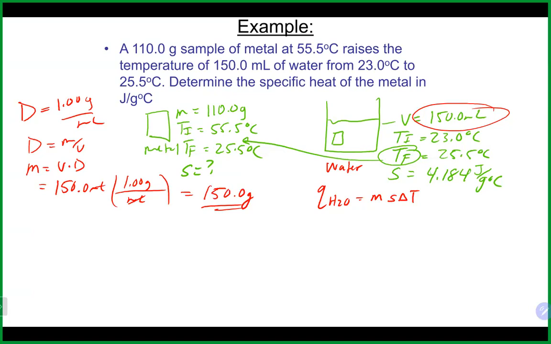I am going to keep the same sig figs as 150.0 because some people use 1.00, 1.0. So you can think of it almost like an exact conversion. So I'm not going to worry about the density value there. So we're going to put this in for our water. We have our 150 grams. We have our specific heat capacity of our water. And we have our final temperature of our water, which is 25.5 minus our initial, which is 23.0 degrees Celsius.